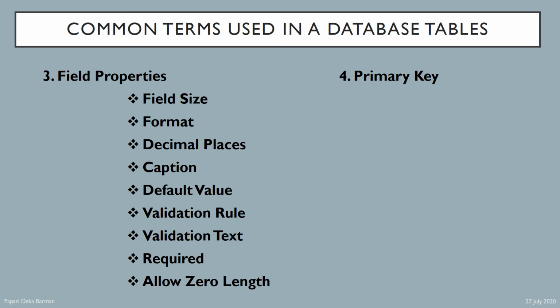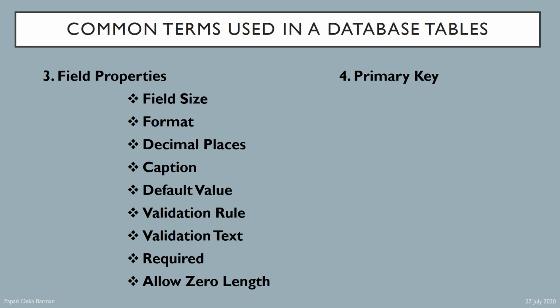Decimal places is used to specify the number of digits allowed after the decimal point. Caption is for giving any heading. Default value is for giving a default value, what type of value you want to display if you don't enter any value. Then validation rule, validation text, required, allow zero length. These are some other properties. All these properties I will show in the practical video.